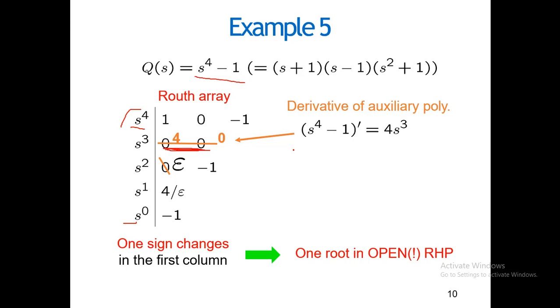To avoid that, you have to take the upper equation, that is s^4 minus 1, and take the derivative of that. When you take the derivative, you get 4s^3. So the coefficient with the s^3 is basically 4. You have to replace this 4 with this, instead of this 0.